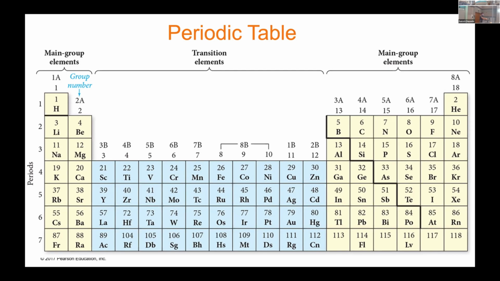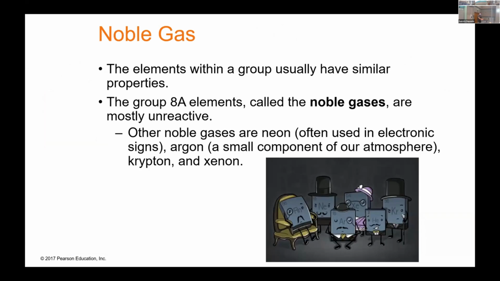So for 4A, 5A, 6A, and 7A, the best way we can do it is describe it from the other way. So 8A, we'll go backwards now. 8A, these are called the noble gases. They are noble. And what this means is that they don't like to react with anything.